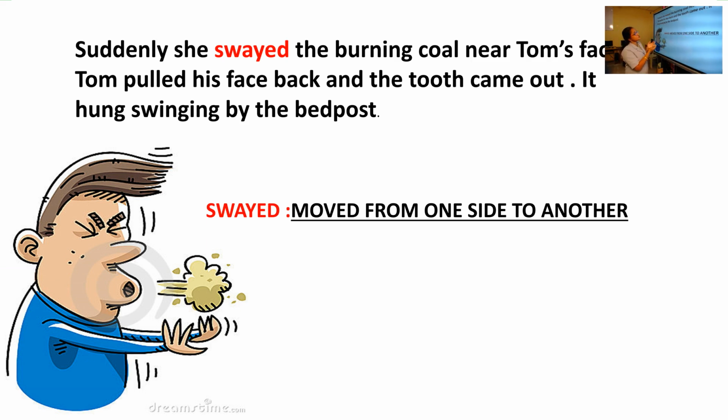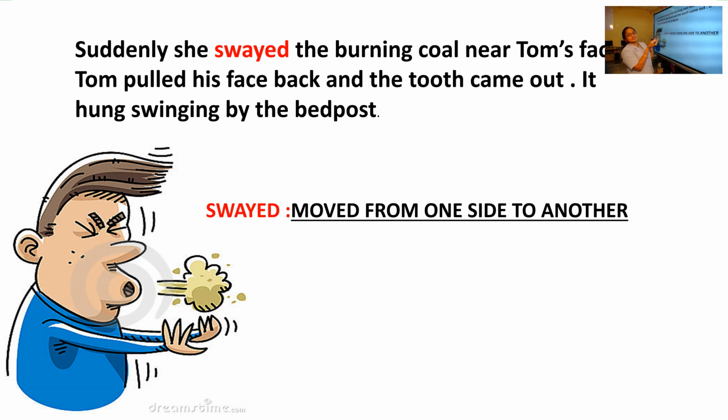So, what did she do? She swayed the burning coal near to Tom's face. Now, this burning coal is brought near Tom's face, and you know, it is hot. And when this coal is brought near Tom's face, what will happen? It's hot. So what does any human being do? They just take off their face, isn't it? Because it is hot.